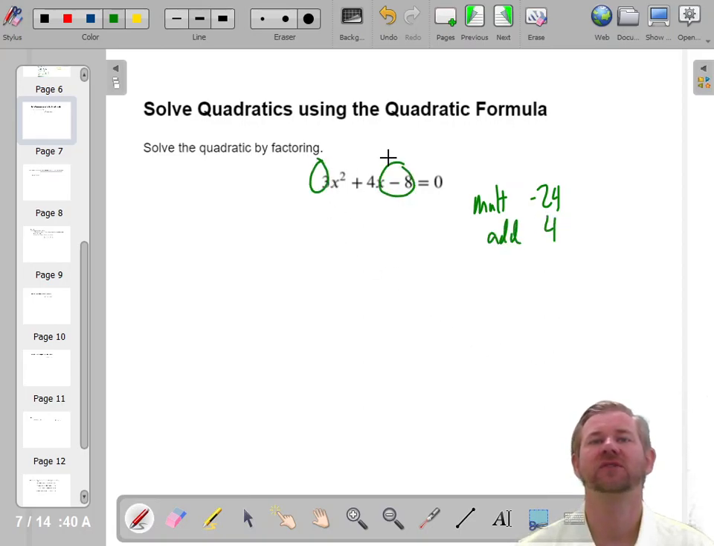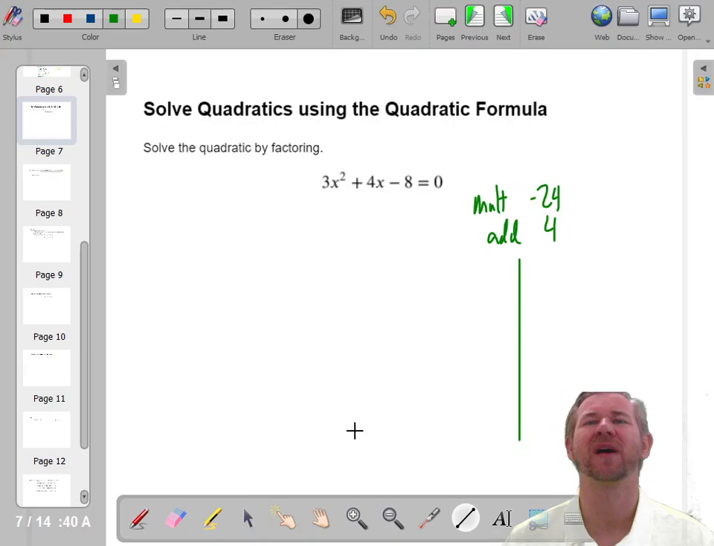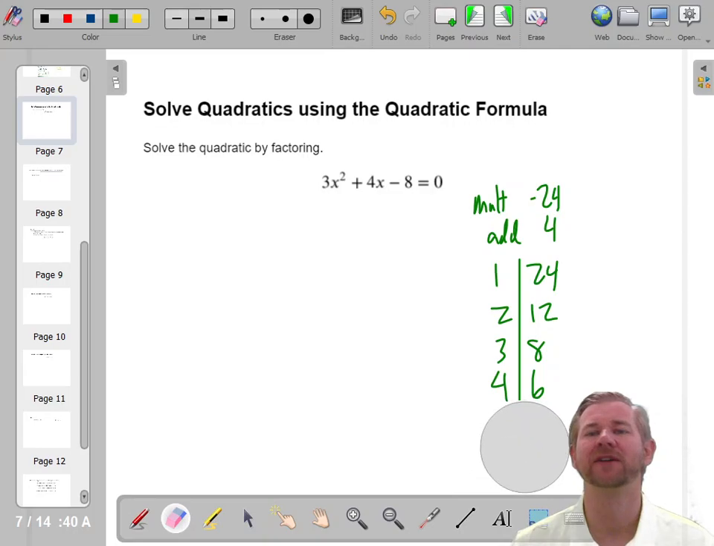3 times 8 is 24. It's positive times a negative, so it's negative. And I'll make a table and I'll be like, I can do this. I can find numbers that multiply to negative 24 and add to 4. Like 1 and 24, those multiply. 2 and 12, 3 and 8, 4 and 6. 6 and 4 is a repeat, so it must be up there somewhere.